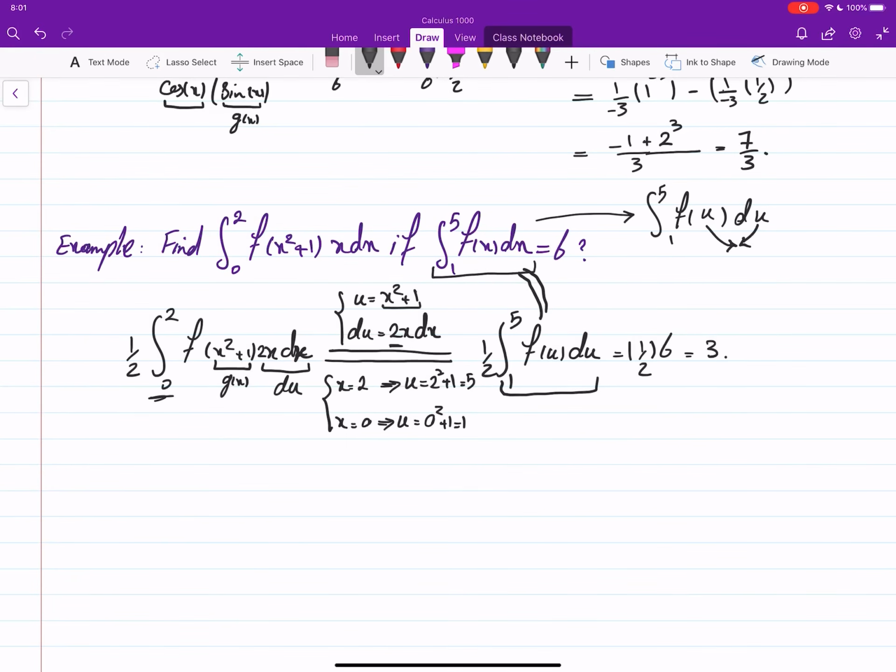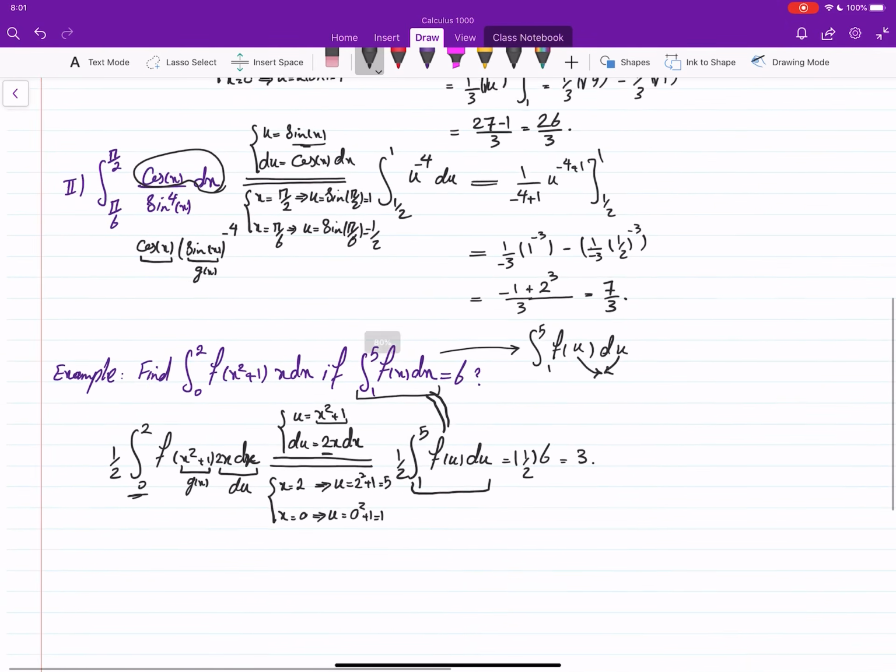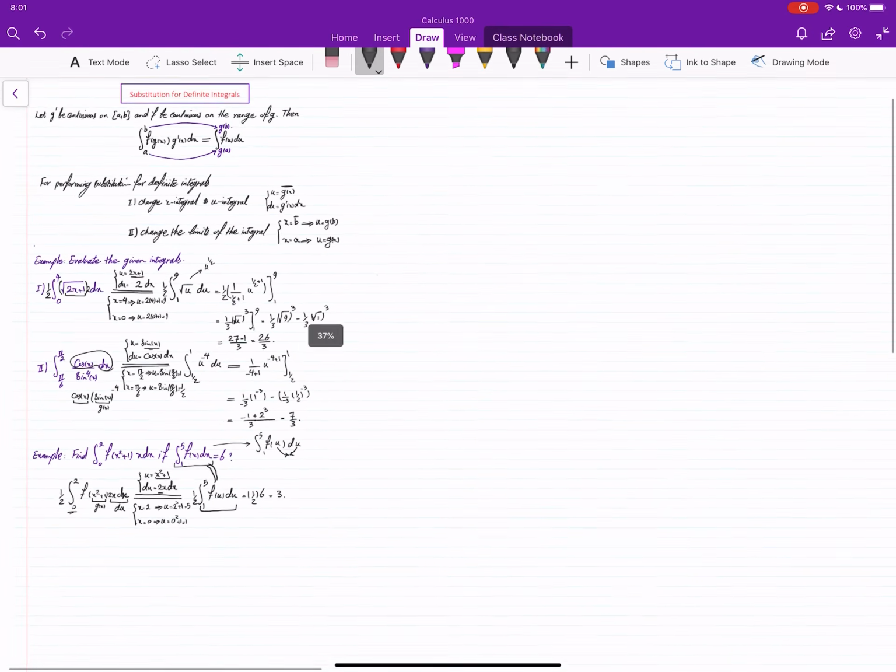And we don't need to know what the function is. Just by substitution, we were able to evaluate that integral.